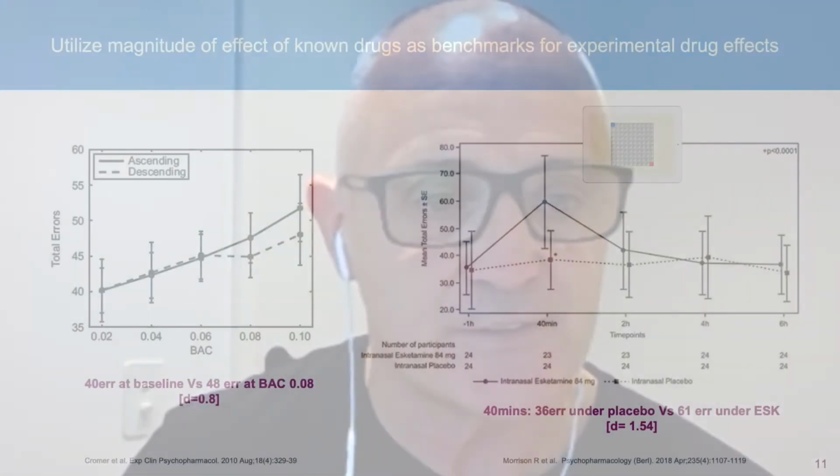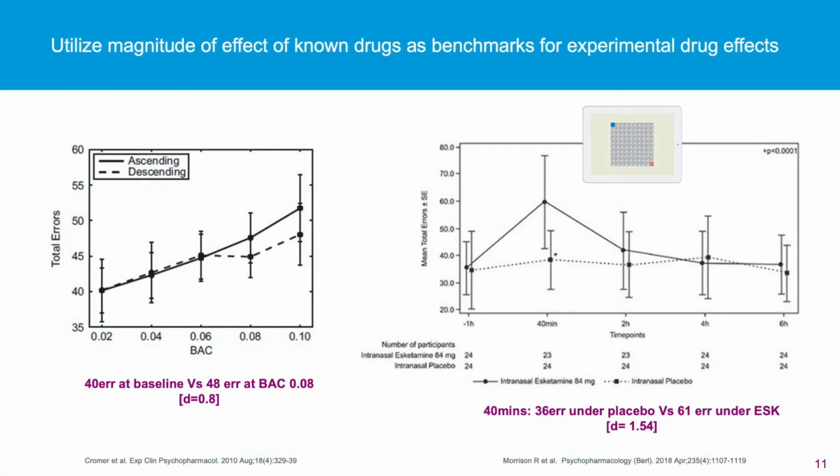Both of those are very important, but they tell us different aspects of the drug effects. So now we can use information that we learned about the effect of alcohol on complex decision making, that is, the effect of alcohol on performance on the Groton Maze Learning Test, to help us understand the meaning of the effect of esketamine on the Groton Maze Learning Test.